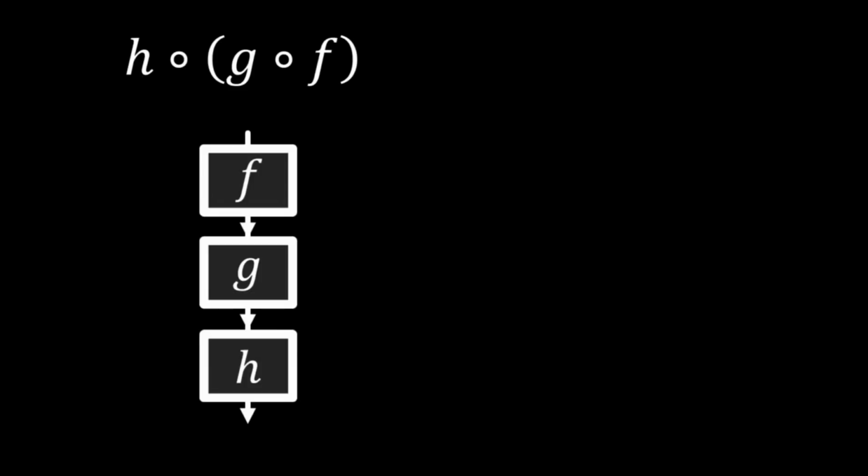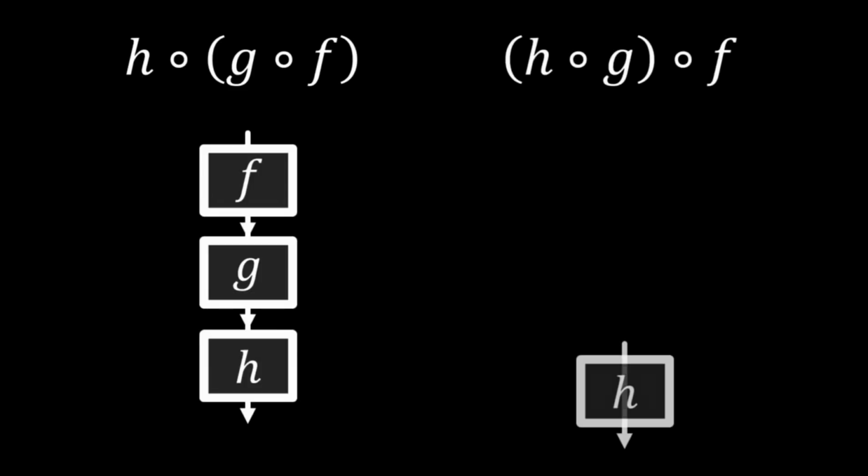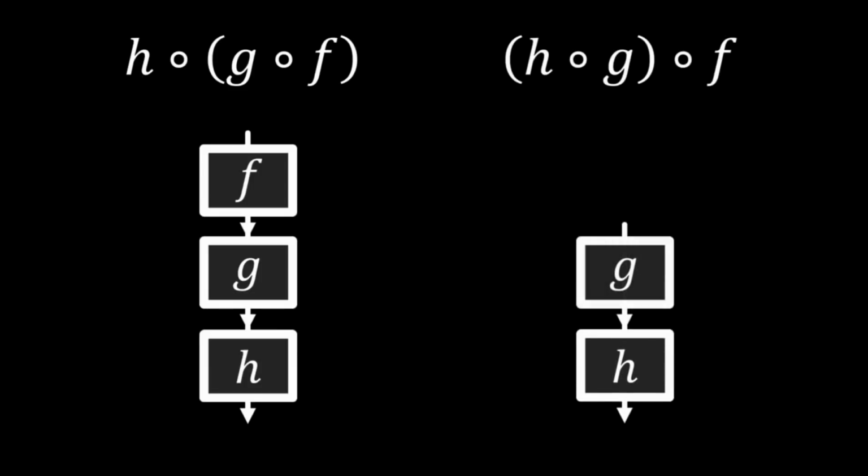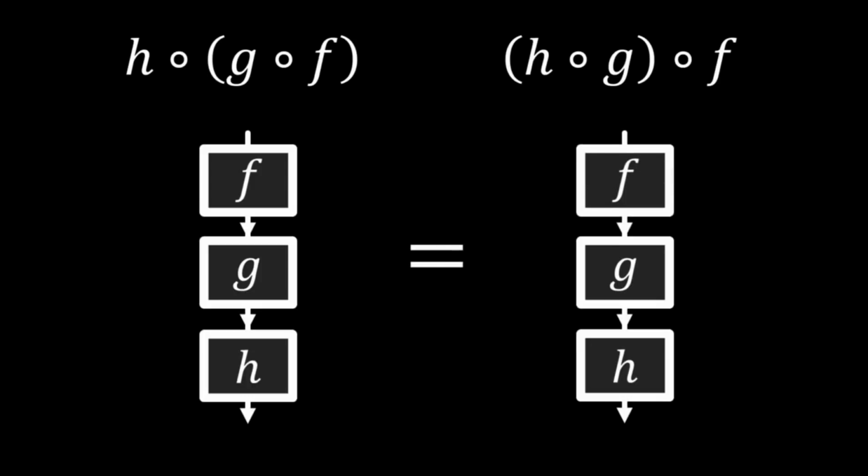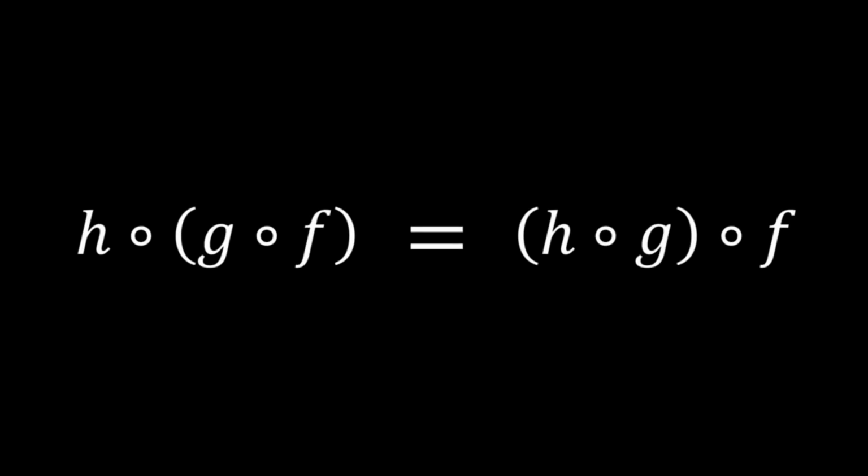Now, let's change the parentheses and construct this function. The expression tells us to first link h and g together, and then link f to the result. The constructed functions are the same, regardless of how we associate the starting functions, and function composition is associative.